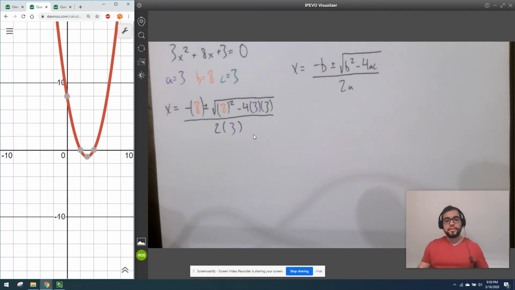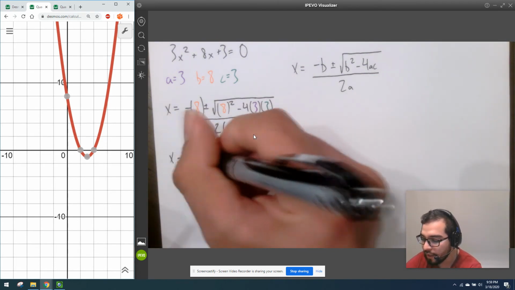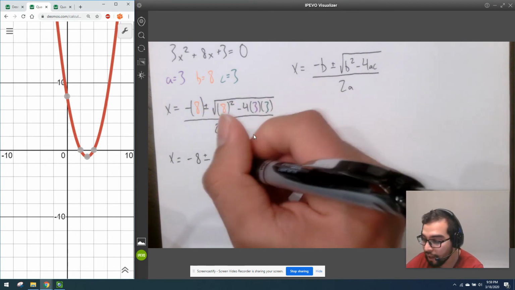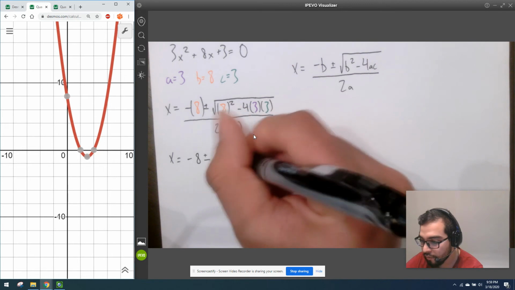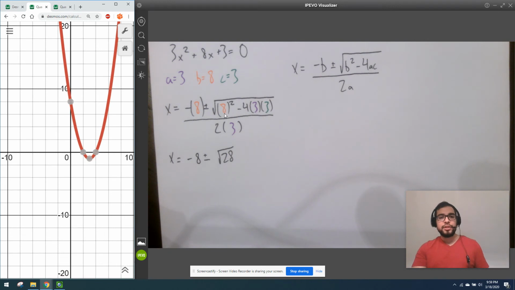So now let's go ahead and simplify a little bit. So x is equal to negative 8 plus or minus the square root of 28. And if you're wondering, hey, Mr. Hernandez, where'd you get 28 from? Right here. If we check it out, this is 8 squared minus 4 times 3 times 3.